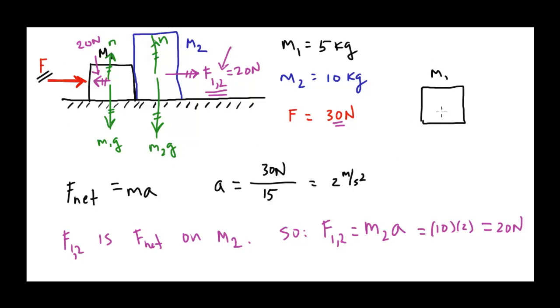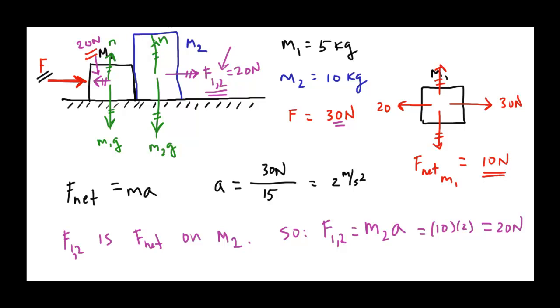Well, there's M1G down, normal force up. Those cancel, right? I know these are equal. Then I've got this pushing force, this 30 newton force forwards, and this force right here is 20 newtons backwards. So what's the net force on M1? Well, the net force on M1, F net M1, is just 10 newtons.